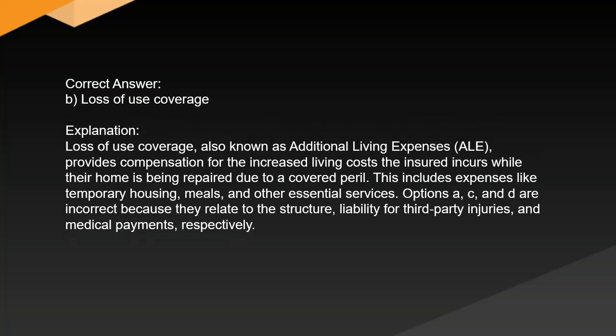Correct answer. B. Loss of use coverage. Explanation. Loss of use coverage, also known as additional living expenses, ALE, provides compensation for the increased living costs the insured incurs while their home is being repaired due to a covered peril. This includes expenses like temporary housing, meals, and other essential services. Options A, C, and D are incorrect because they relate to the structure, liability for third-party injuries, and medical payments, respectively.